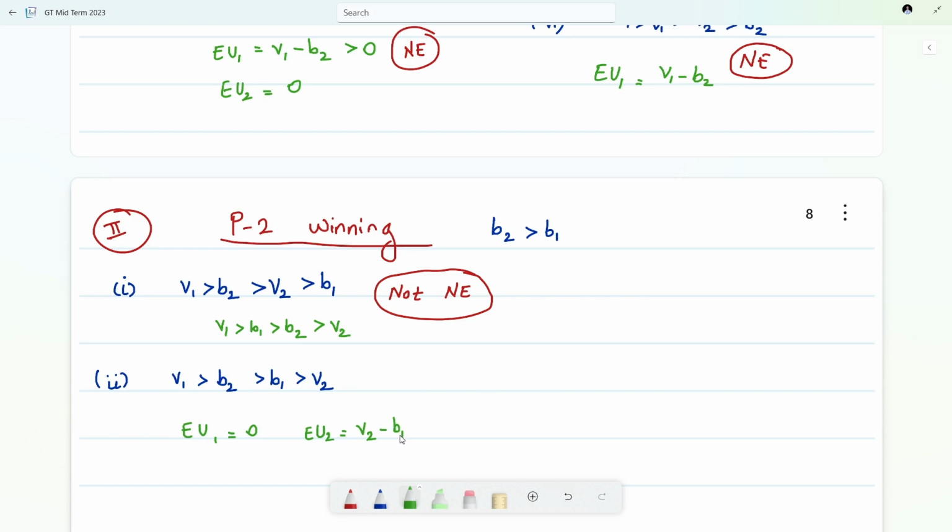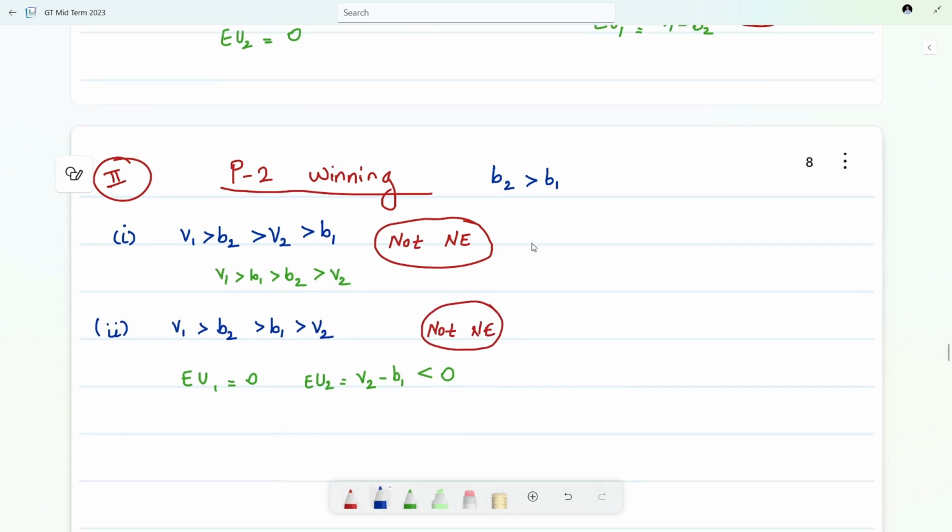But is there any way by which? Wait. His valuation is lesser than B1. So this is negative. Right? So he can make it up to 0 by bidding less than B1 or less than V2. So this is also not a Nash equilibrium. Not Nash equilibrium. Right? Okay. Let's move to another case.